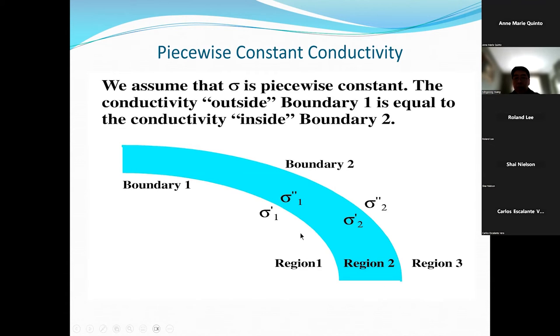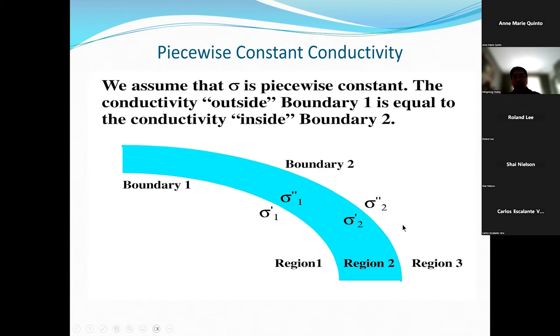When we do that, we can make some approximation. We call it piecewise continuity. In this case, we assume the different brain tissue can be divided into different regions, like scalp, which is sigma 3, the region 3, skull, which is highlighted in light blue, region 2, and region 1 is the brain. So we assume within each region, the conductivity is constant, but there's a jump in the value of the conductivity from region 1 to region 2, region 2 to region 3.